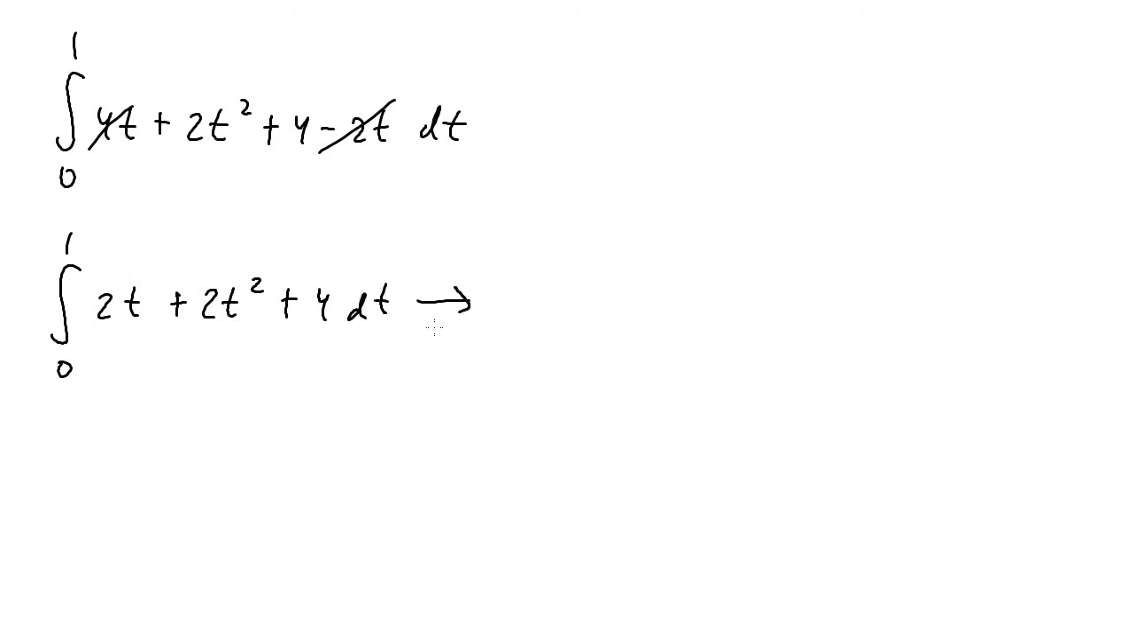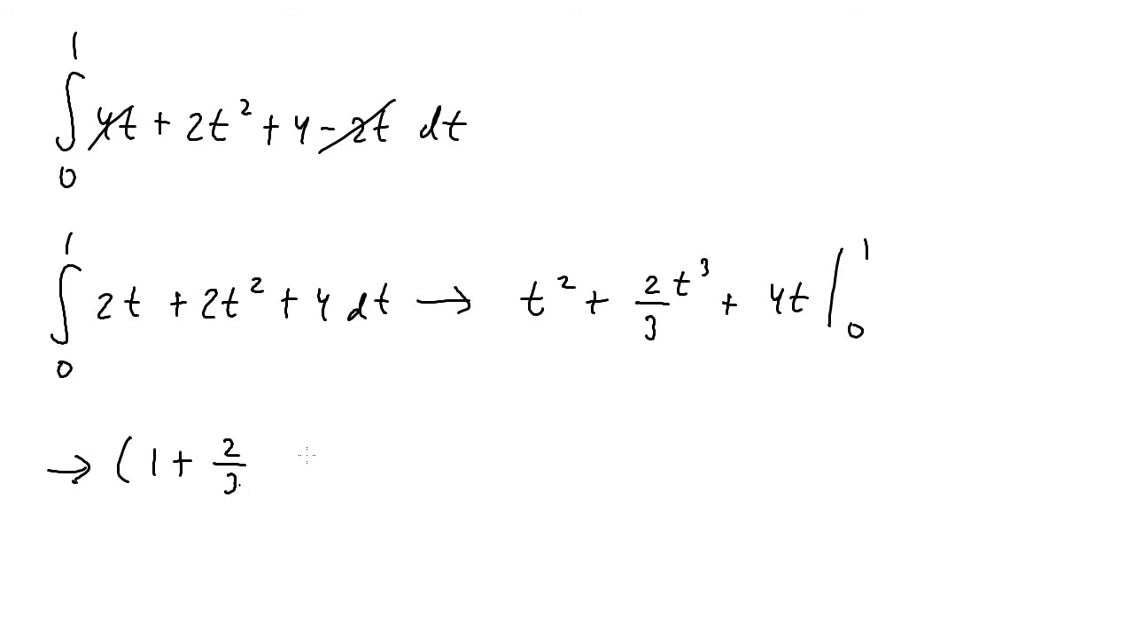So now when I integrate, the integral of 2t is going to be t squared, plus the integral of 2t squared is going to be 2t cubed over 3, and then plus the integral of 4 with respect to t is just going to be 4t. So let's go ahead and evaluate that from the t bounds of 0 to 1. So when I plug in 1, I'll get 1 squared, which is 1, plus 2/3, and then plus 4, minus, when I plug in 0, I'll just get 0.